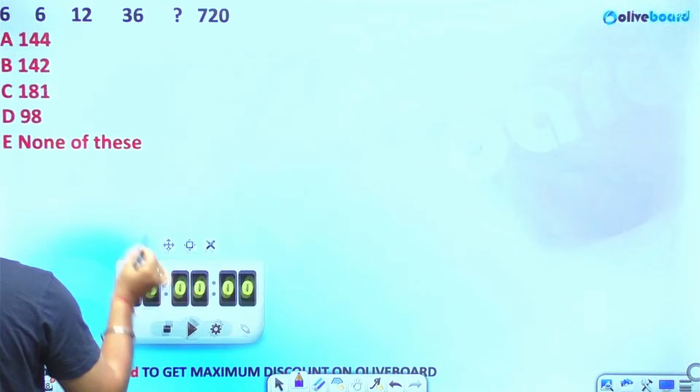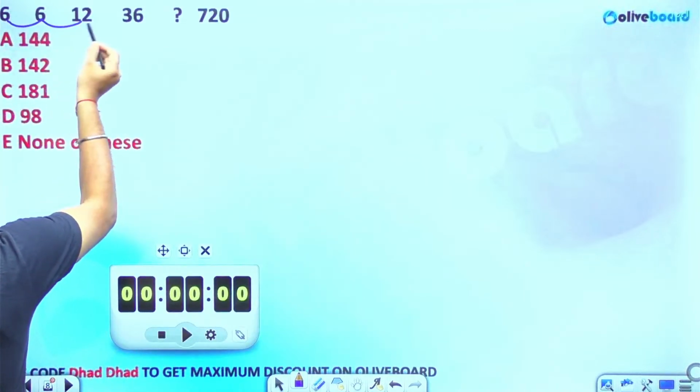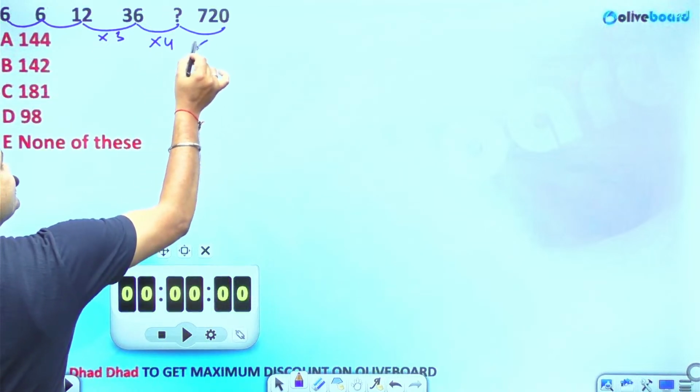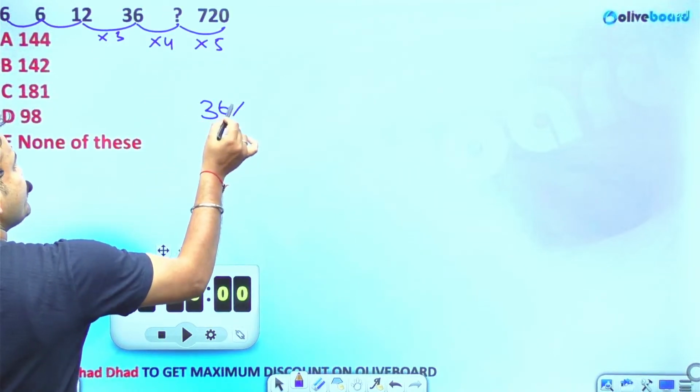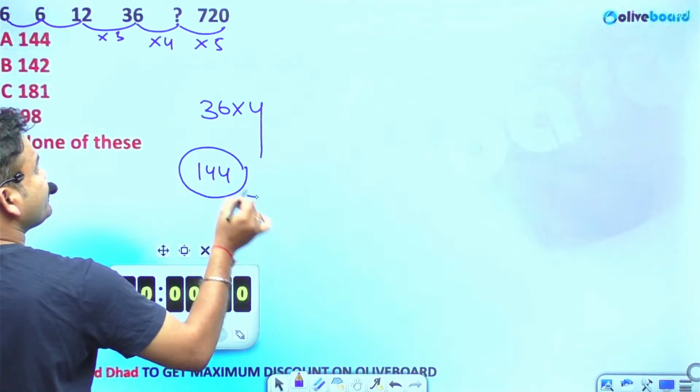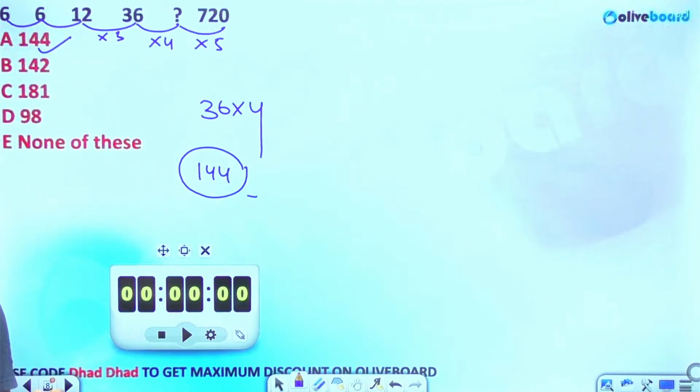Okay. 6 into 1 is 6, 6 times 2 is 12, 12 times 3 is 36, so 36 times 4. So 36 times 4 is what? 36 times 4 will be 144, and 144 times 5 is definitely 720. So A will be your answer. Next question.